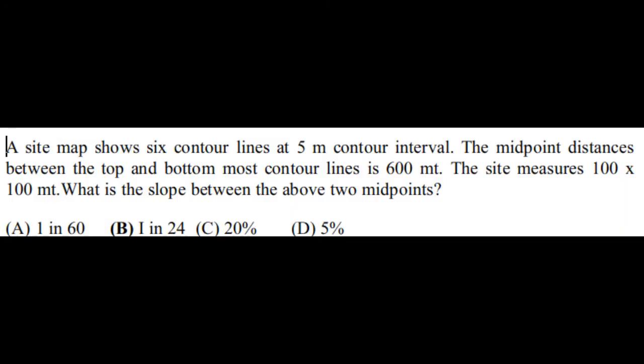A site map shows 6 contour lines at 5 meter contour interval. The midpoint distances between the top and the bottommost contour lines is 600 meter. The site measures 100 by 100 meter. What is the slope between the above two midpoints? Option A 1 in 60, option B 1 in 24, option C 20%, option D 5%.